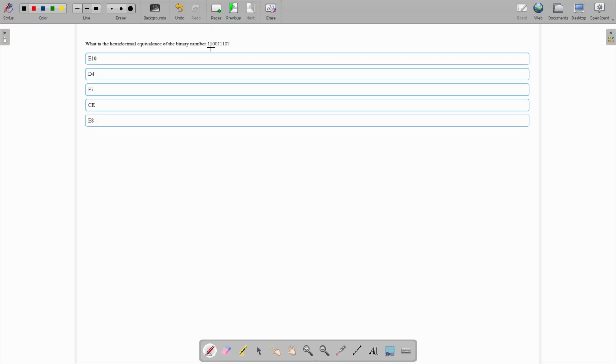What is the hexadecimal equivalence of the binary number 11001110? You are given this and you want to convert it to hexadecimal. Like I said, you can either memorize each value or you can just convert. But one important thing to do when dealing with these types of questions is split them into groups of 4 and always start from the right. So we have 1, 1, 0, 0, 1, 1, 1, 0.